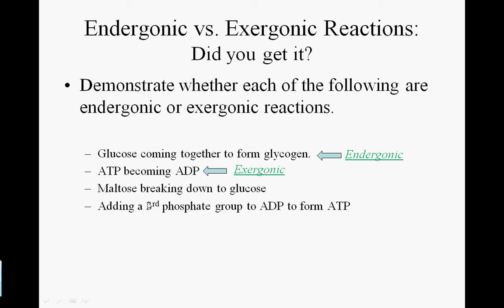Maltose breaking down to glucose. Well, it used our key term right there, breaking down. So we know that that is exergonic. And adding the third phosphate group to ADP to form ATP, we look at that phrase again, to form, implies that it's going to be endergonic, or a build-up reaction.